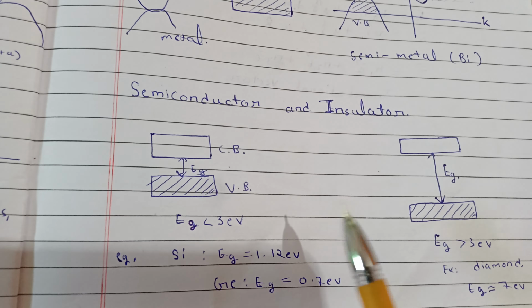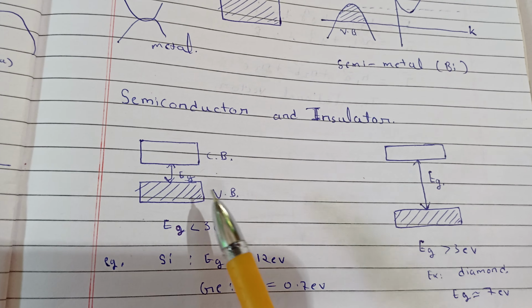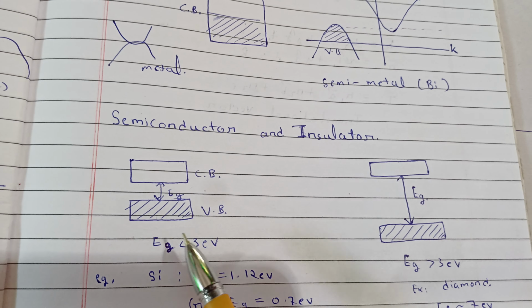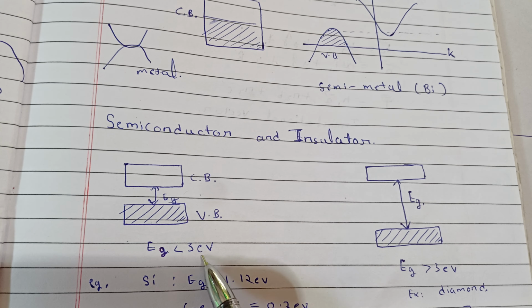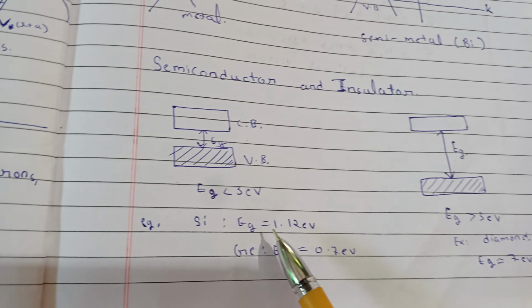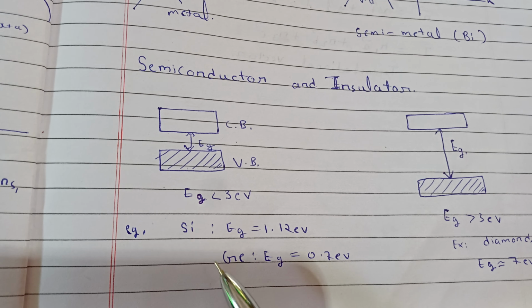In the semiconductor, we know that there is a difference between the conduction band and the valence band, the energy gap, and this energy gap is less than 3 electron volts. And we have some examples of semiconductors, that are silicon and germanium.